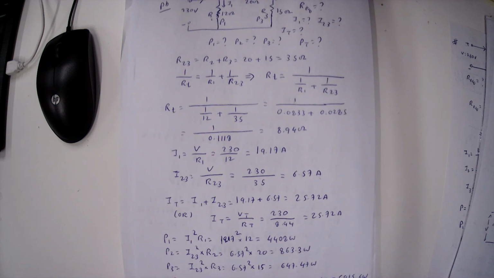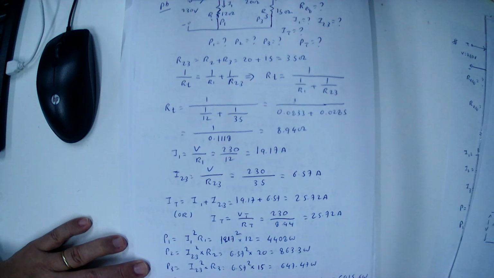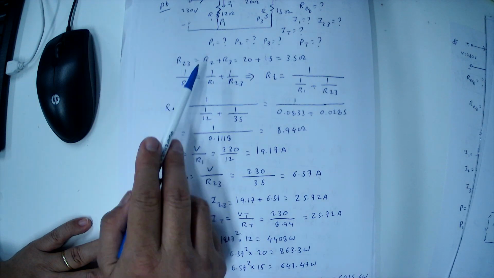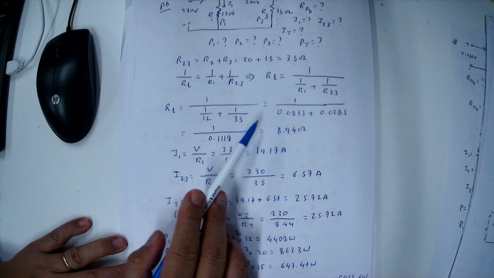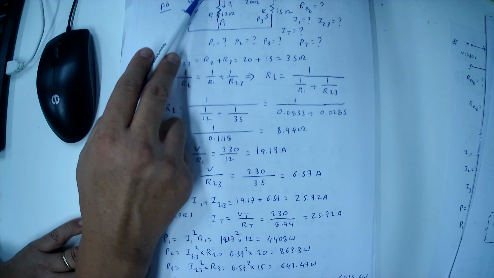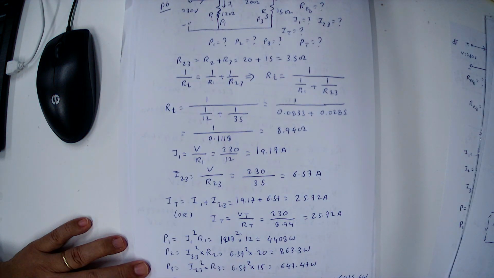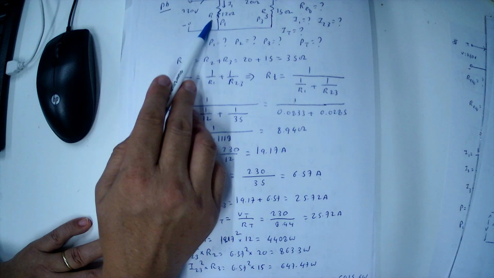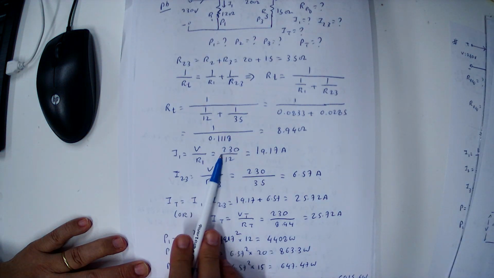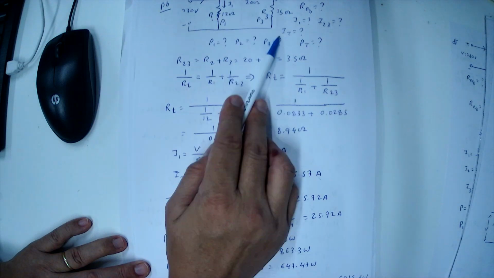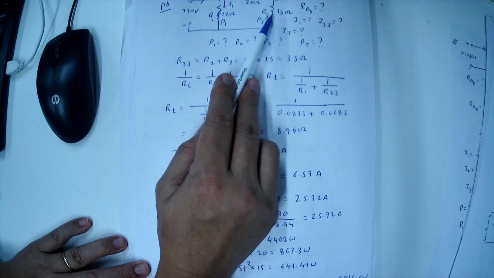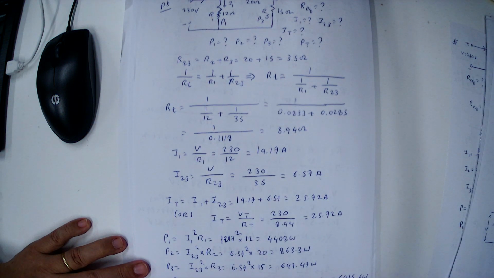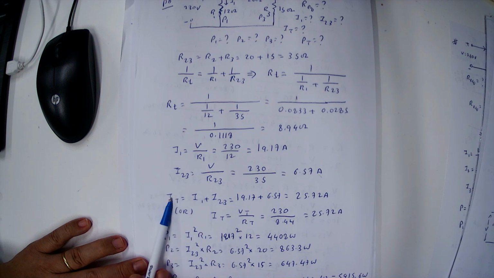So in this case, first we calculate R2 and R3 connected in series. Then 1 by R total is 1 by R1 plus 1 by R23. Then we calculate the R total. If you know the R total, the current can be calculated. So voltage divided by R total, this is IT. And I1 can be calculated, voltage 230, resistance 12 ohms, so V by R1, you got 19.17. I23 can also be calculated, voltage 230, R2 and R3 combination 35, then you calculate 6.57. I total equal to I1 plus I23, or V total by R total.